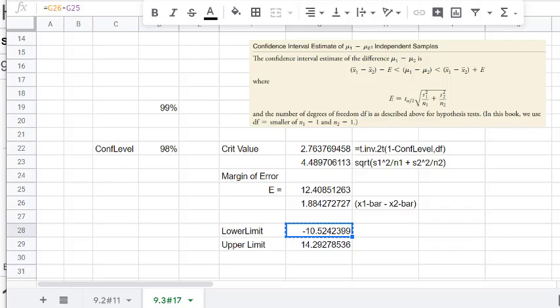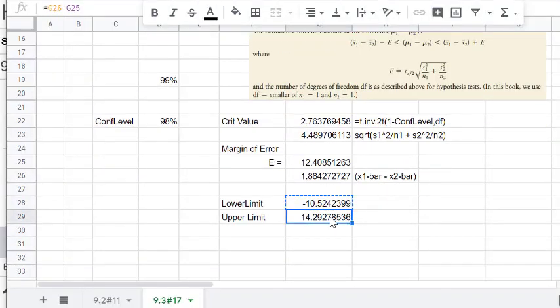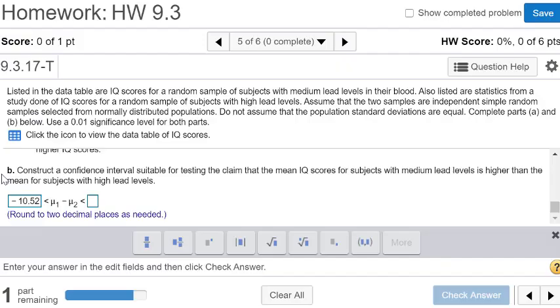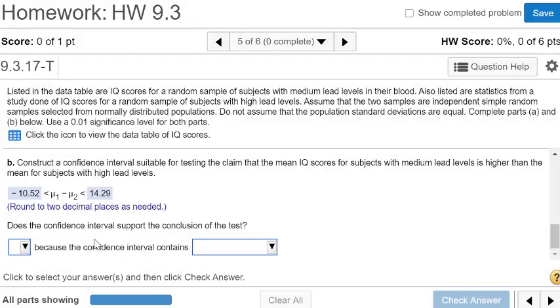Let's give that a shot. And that looks like a pretty large confidence interval. Round it off to two decimal places. The first one is going to be negative 10.52, and then the second one is going to be 14.29. All right, so the confidence interval here goes from a negative number to a positive number.